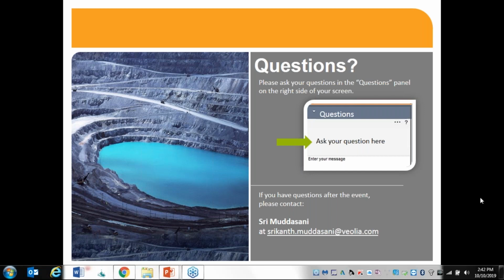Shri, one of the first questions that we've got here is, if we have both TDS and sulfate limits, does the two-stage sulfate removal process reduce both sulfates and TDS?